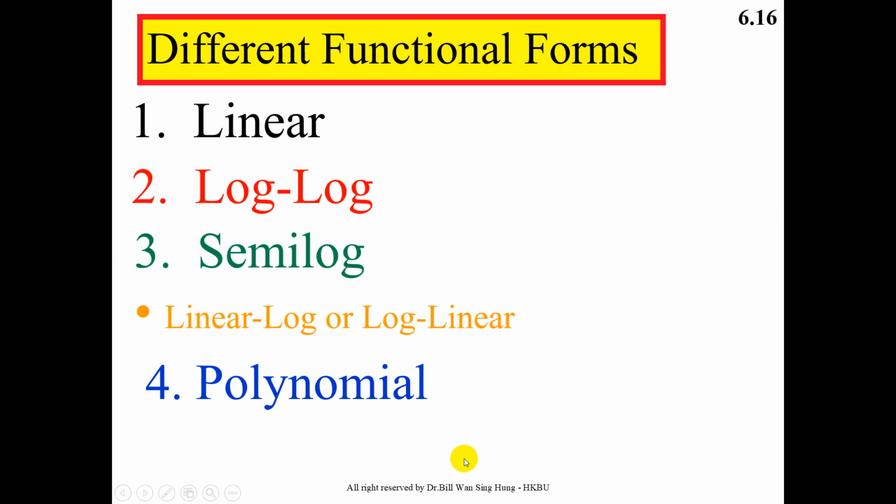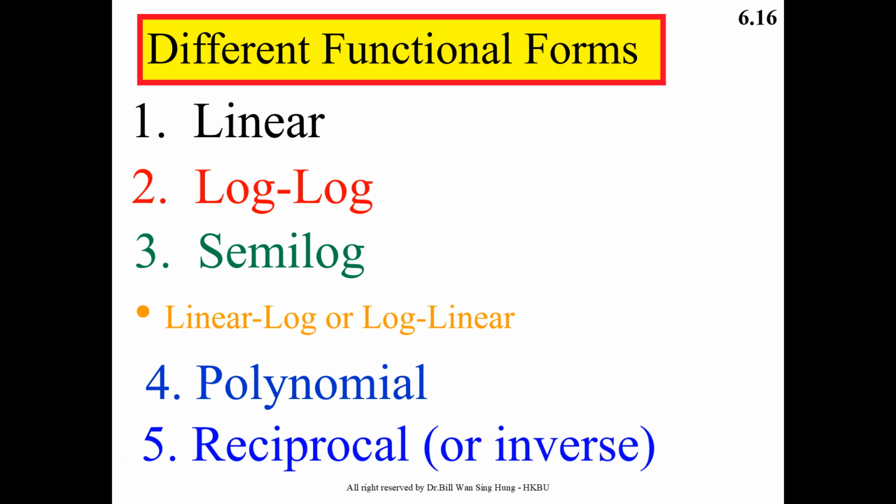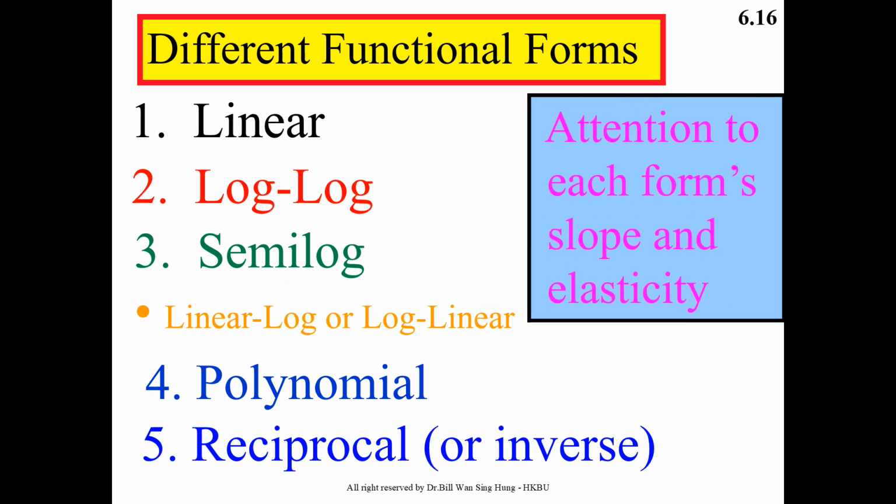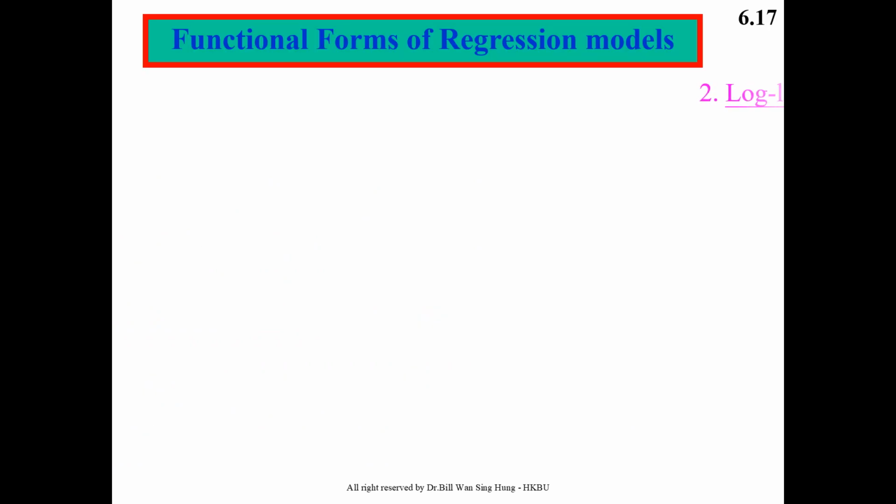These are various function forms. We have linear, log-log, semi-log. In semi-log we have linear-log or log-linear, and then we have polynomial, and we can also have a reciprocal or inverse regression model. So we must be very attentive to the forms of slope and elasticity. In these different cases, the slope and elasticity will be different from each other.